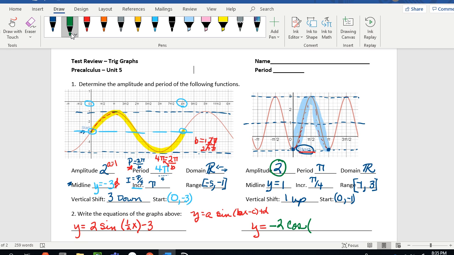The B, I have to go to the period and say the pi is equal to 2 pi over b. Well, what did b have to be to make this 2 pi just a pi? It had to be a 2. So I would put 2x minus c, which is 0. And then how did it change? It went up 1. So this right here tells me my d. So +1.